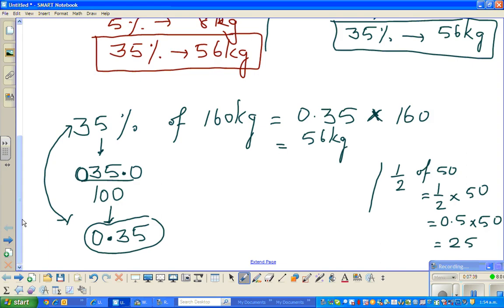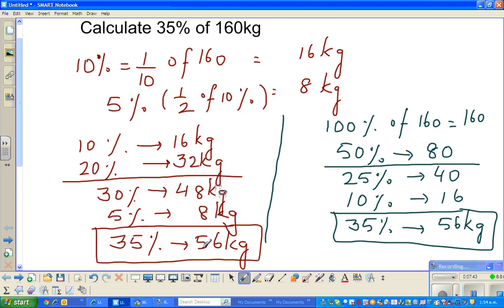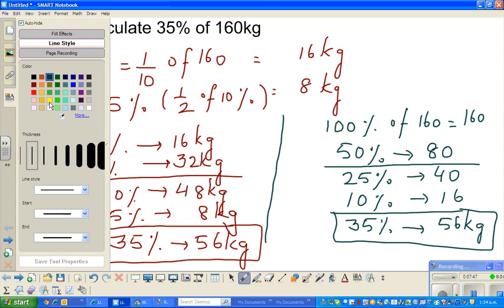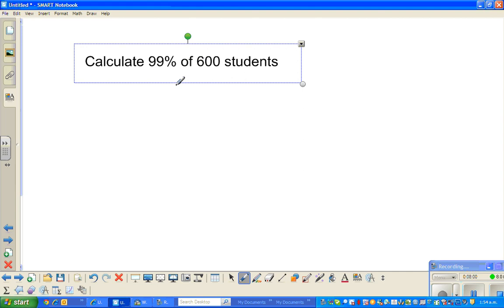You can also think in different ways, okay? As you play with these numbers, you will learn more and more. Okay, it's all about practice, how well you can think proportionally. So a successful person, an intelligent person, is a person who is able to think in a proportional manner. Okay, so let us look at this question.